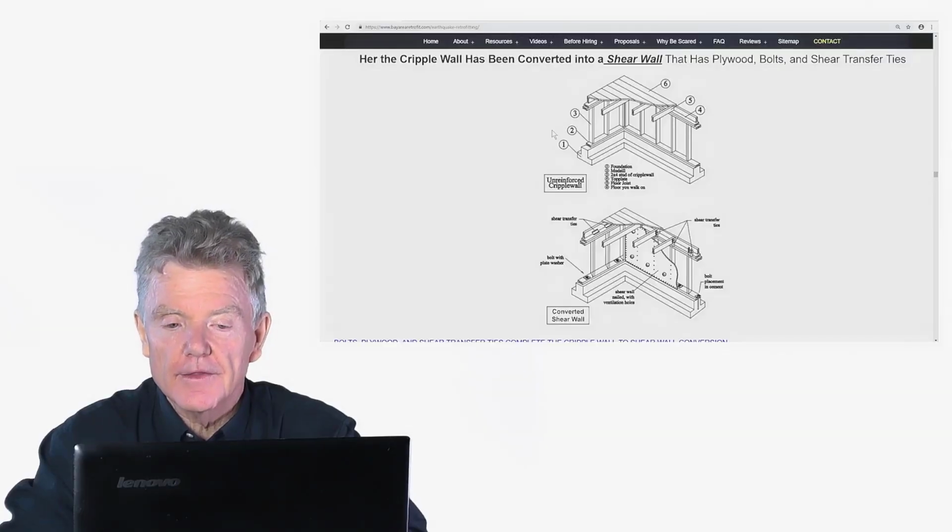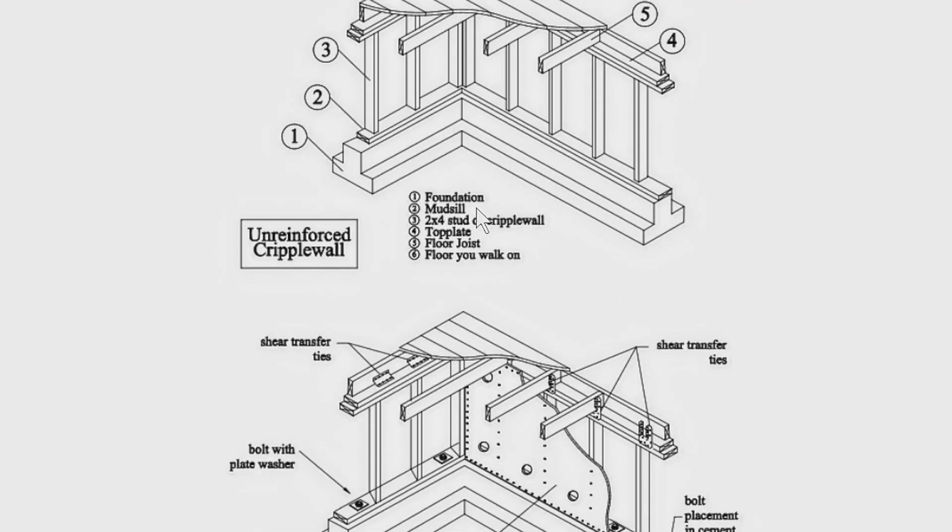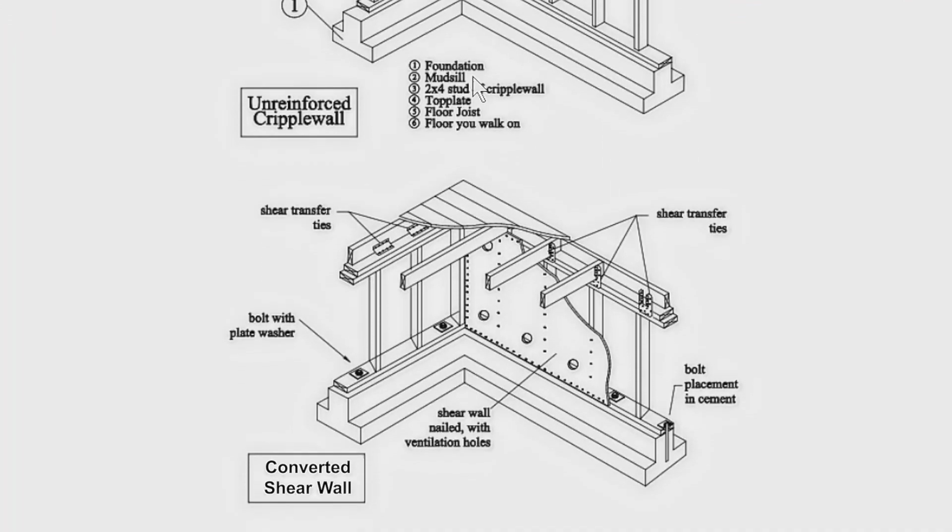So the reason we brought all this up is because each one of these points, where it says 1, 2, 3, 4, foundation, mud sill, etc., these are all points of failure. So when we do a cripple wall to shear wall conversion, we need to make sure these points of failure don't fail in an earthquake.